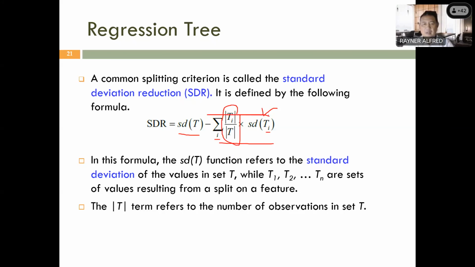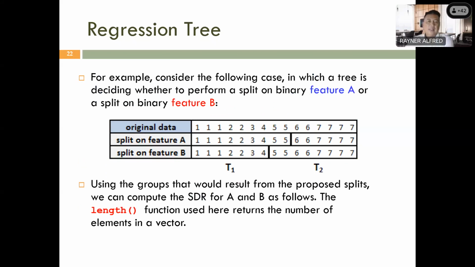So for example, this is our original data, and we want to model this. We can split them into 2 or 3, but in this example, to make it easier, we split them into 2. One is split using feature A, one is split using feature B. Which one is better? Which one will give you the higher standard deviation reduction? We will show you in this example.